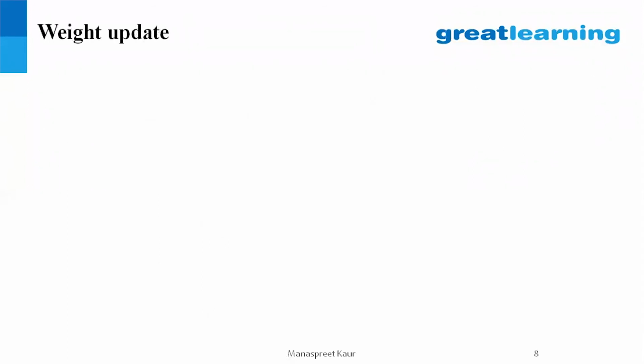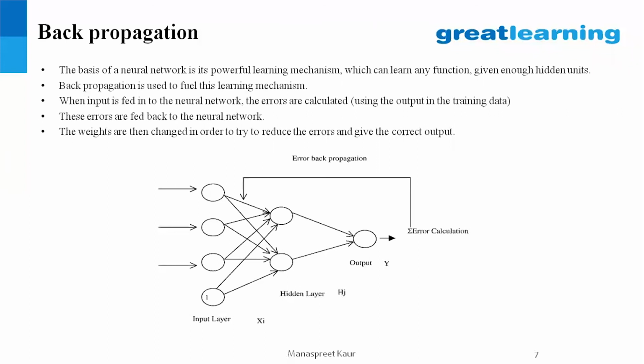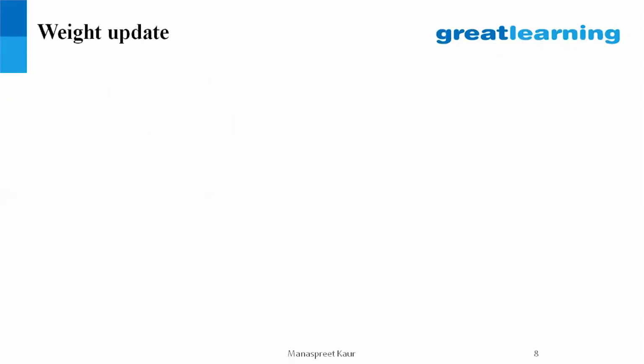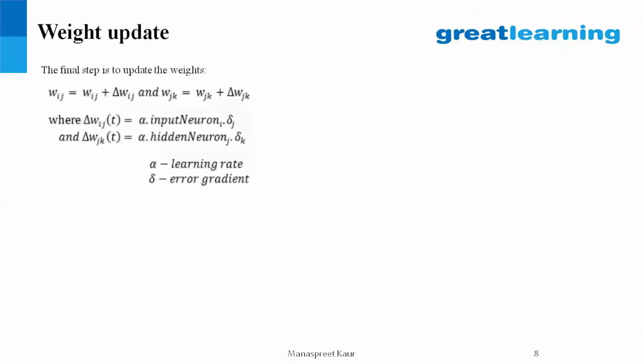Okay, so once you're done with back propagation, all you did with back propagation was to get the error and pass it back to the input layer so that the weights are modified. Now, how the weights are modified is, after you've done the back propagation, you need to update the weights.